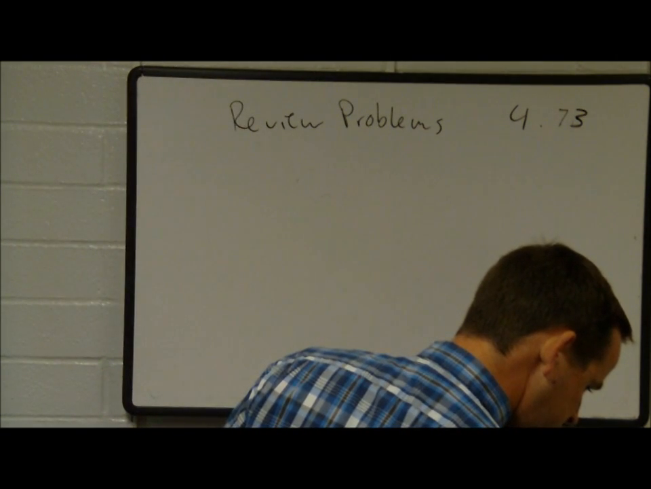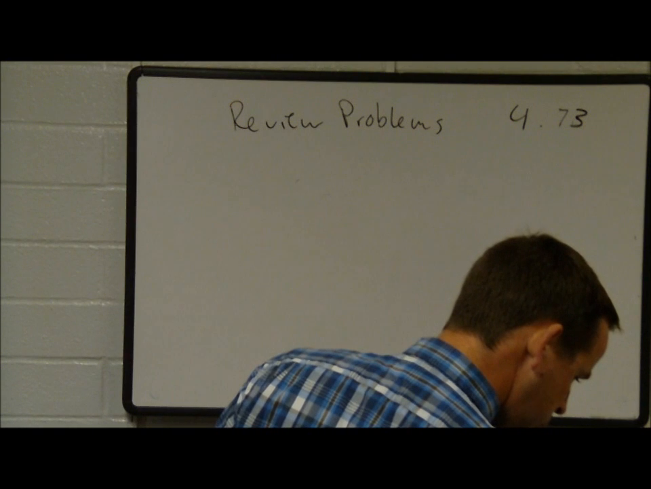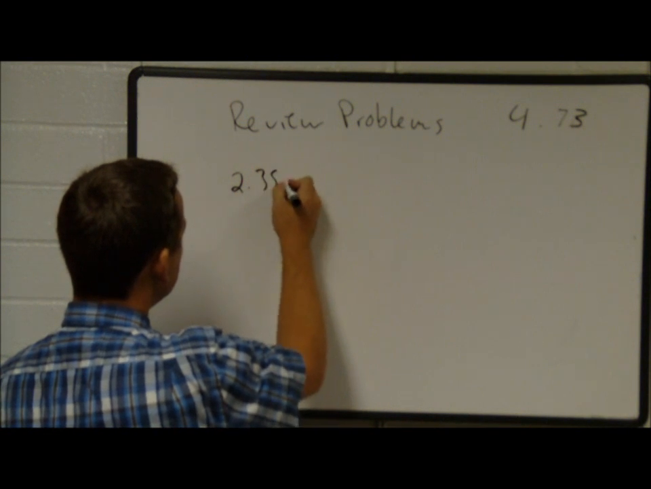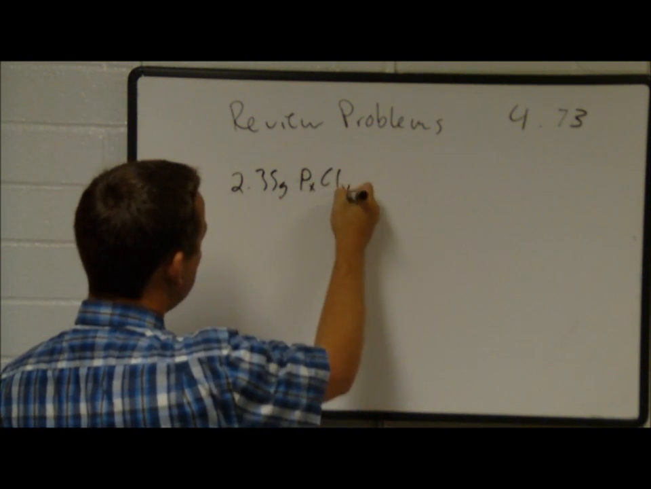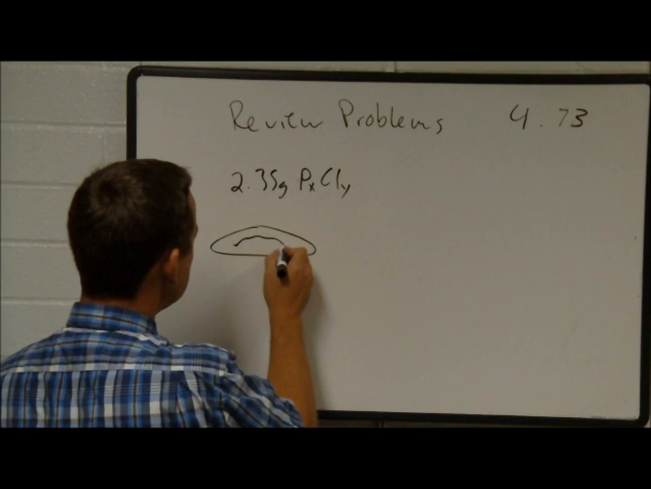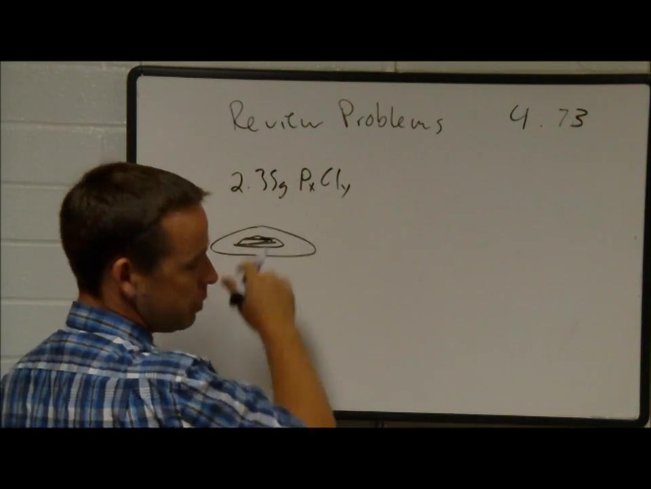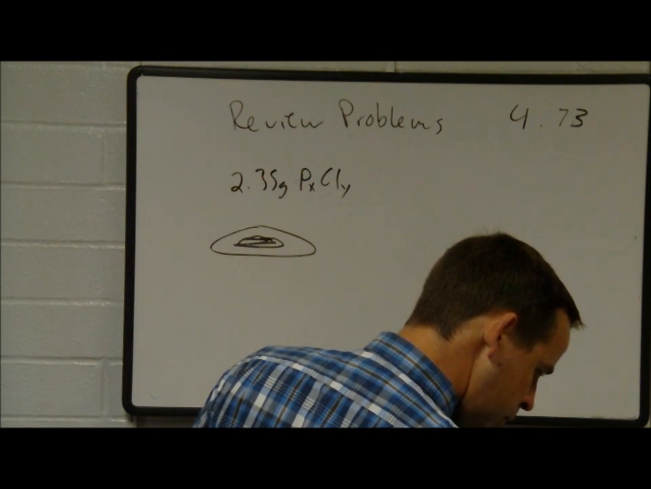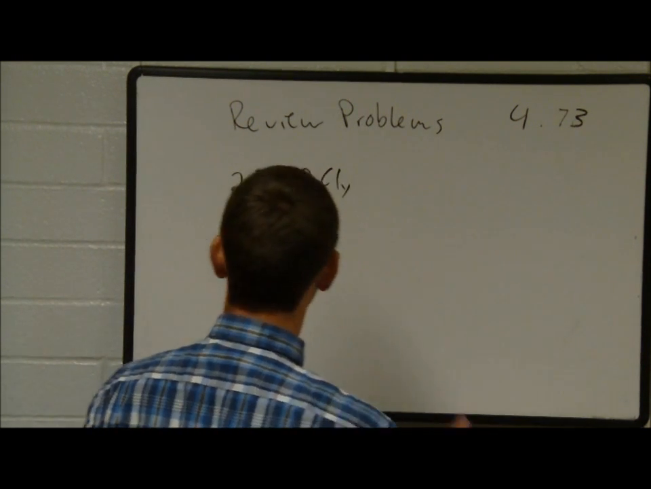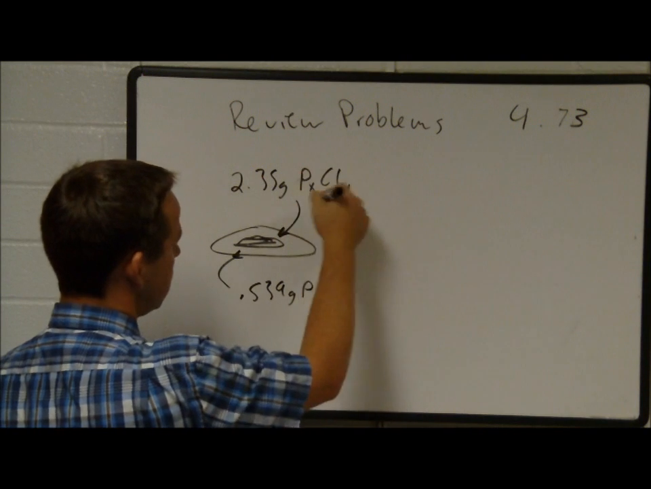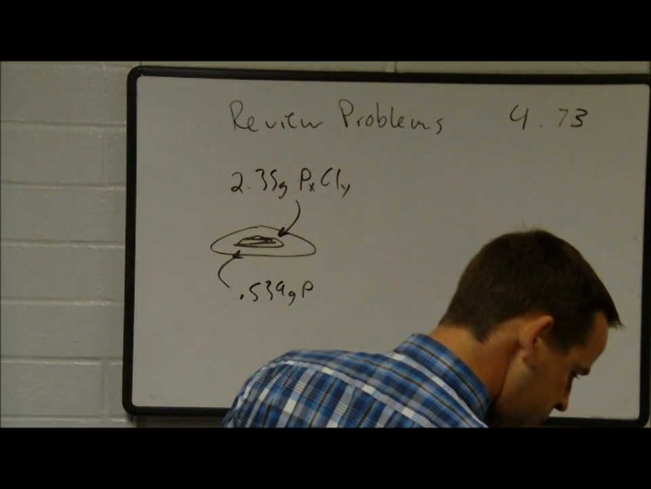It was found that 2.35 grams of a compound of phosphorus and chlorine contain 0.539 grams of phosphorus. So we have an initial sample, 2.35 grams of PxCly. We don't know the ratios there. We'll draw a little picture so we can visualize what's going on. So here's some compound, 2.35 grams of it containing phosphorus and chlorine, and 0.539 of these grams were due to phosphorus. All of it was due to phosphorus or chlorine, so we know how much was due to chlorine by the difference, right?